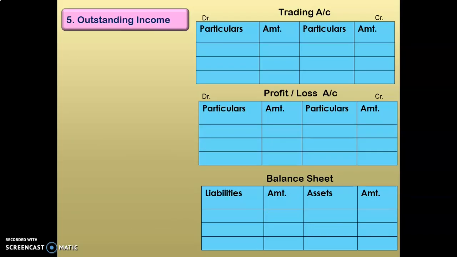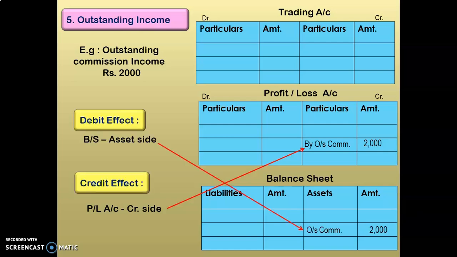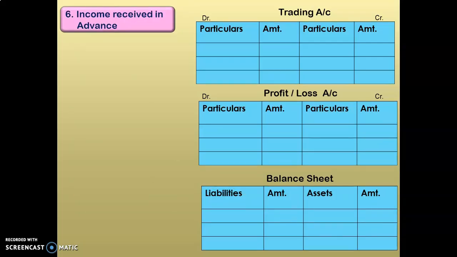Outstanding income. Income of the current year which is not yet received is outstanding income. For example, outstanding commission income rupees 2,000. We have earned this income, but we have not yet received that amount. Since this is an income, it will be recorded on the credit side of profit and loss account by outstanding commission 2,000. This is the credit effect. And for the debit effect, we have to show this amount on the asset side of balance sheet as outstanding commission income rupees 2,000.